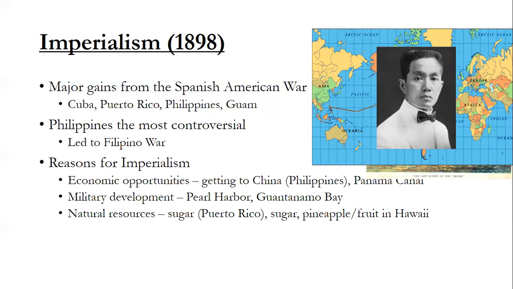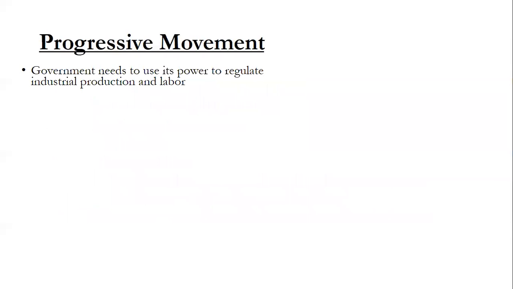And the final thing was natural resources, which is mainly sugar. Puerto Rico had big sugar plantations. Hawaii has big sugar plantations. They also have big pineapple and fruit exports. To this day, we still get a crazy amount of pineapple from Hawaii. Hawaii makes something like 90% of the pineapple for the world. It's nuts. All right, the progressive movement.